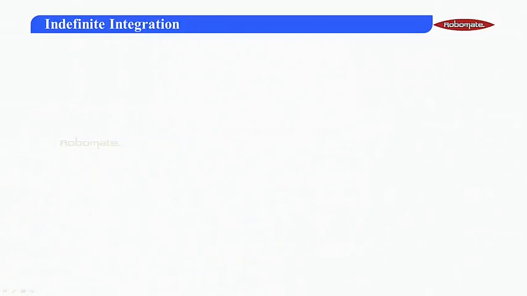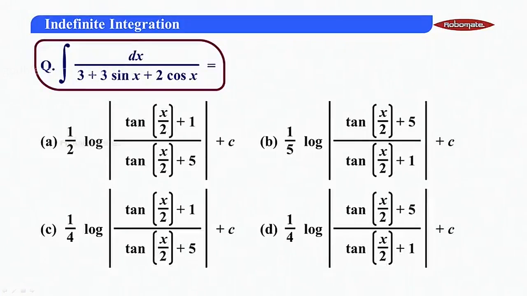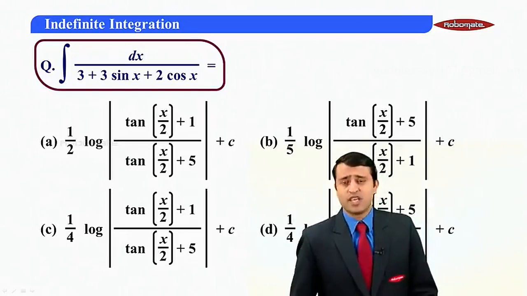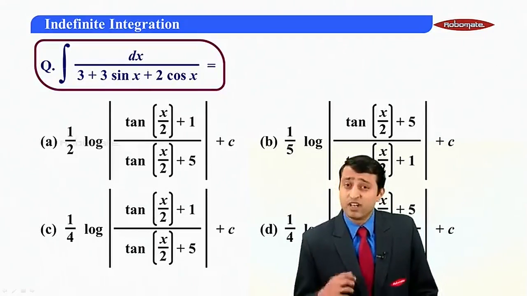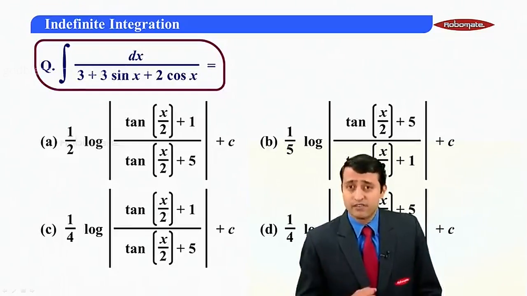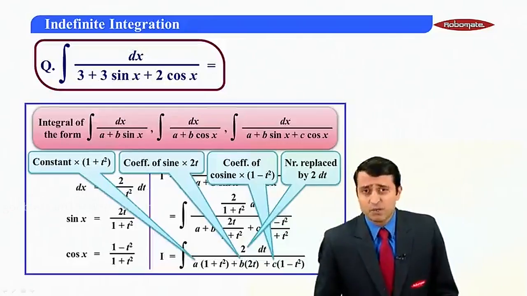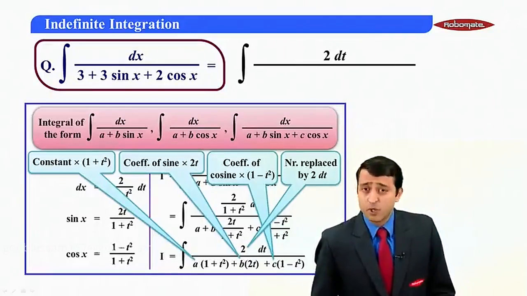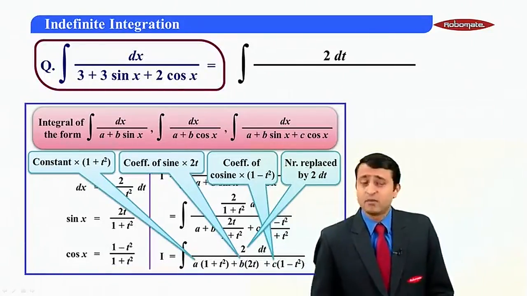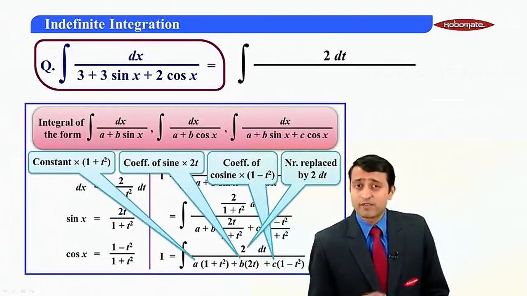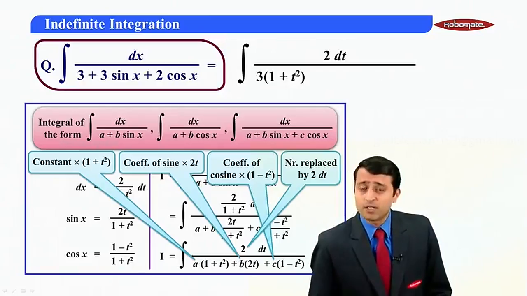Let us take one question from the entrance point of view in this. Now here, my dear students, we have this question which says integral 1 upon 3 plus 3 sin x plus 2 cos x dx. Now my dear students, we will learn how to apply the method just we have seen. So let me put that in front of you for your reference. So what are we supposed to do? We are supposed to replace the numerator by 2 dt, correct? Because dx gets replaced by 2 dt. We are supposed to multiply the constant with 1 plus t square. So 3 into 1 plus t square.